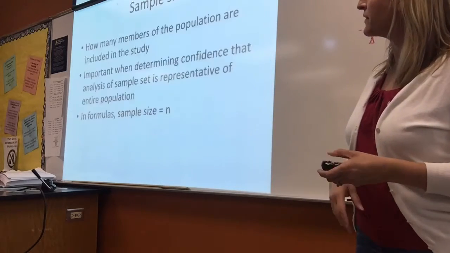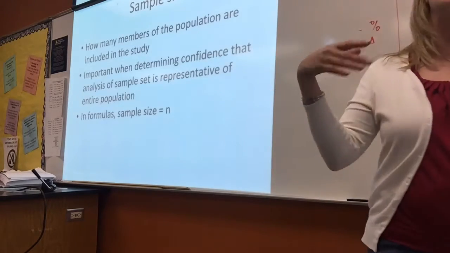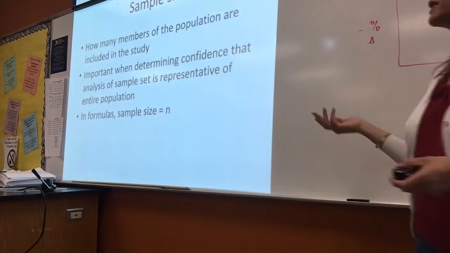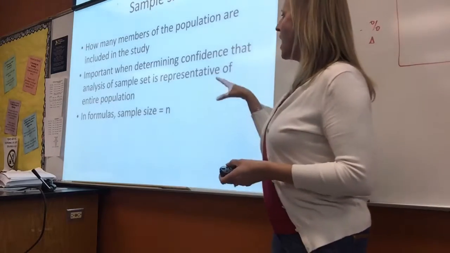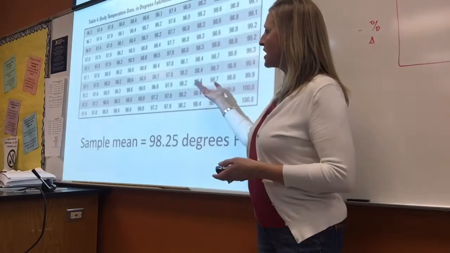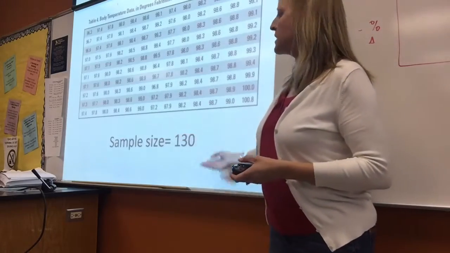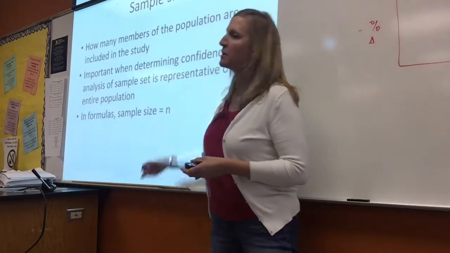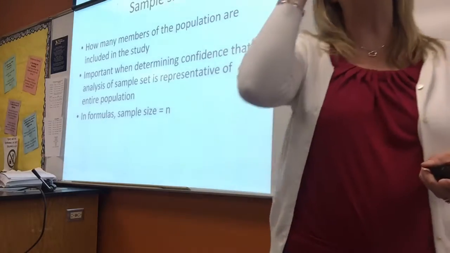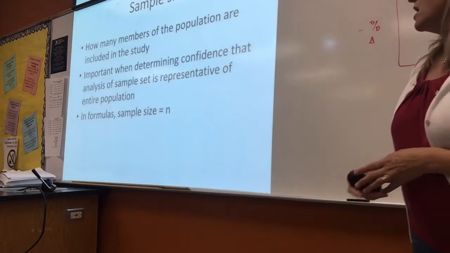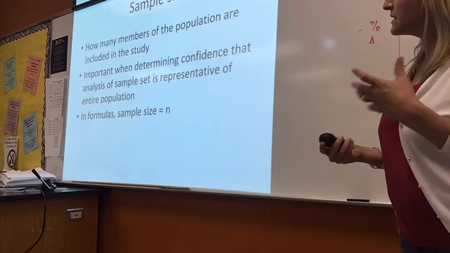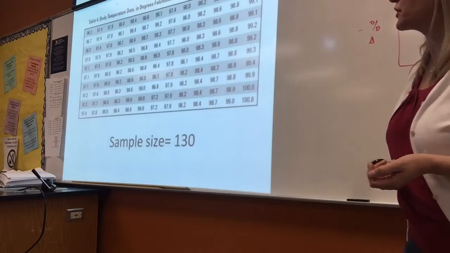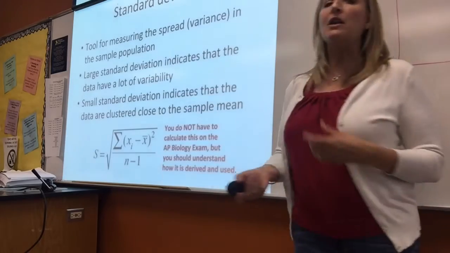So that's the mean of the sample. Sample size is basically the number of individuals you have in your data collection, and in this case it's 130 people. The sample size is represented by the letter N. Whenever you see N, that is the sample size, and it varies from data set to data set. Ours is 130. So now let's look at the new stuff.